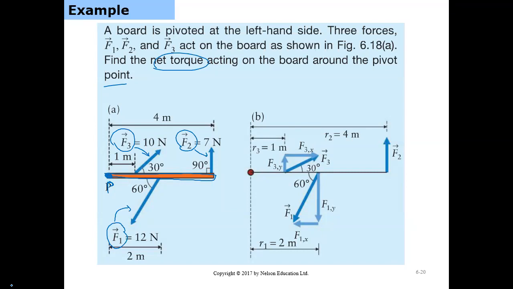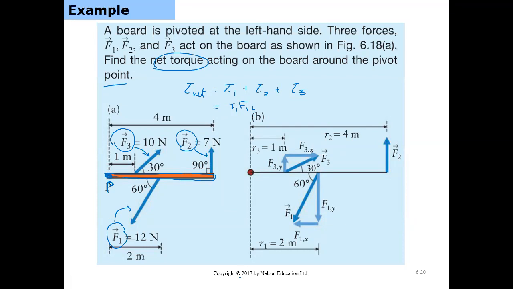So let's see how we do this. The net torque is equal to the torque from force 1, the torque from force 2, and the torque from force 3. So tau 1, tau 2, tau 3. So let's start with force number 1. Its magnitude is R1 F1 perpendicular.